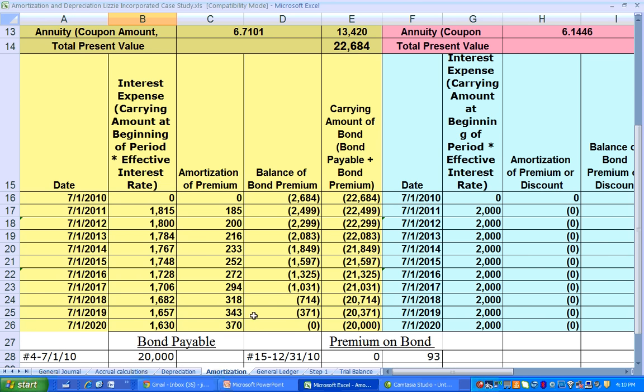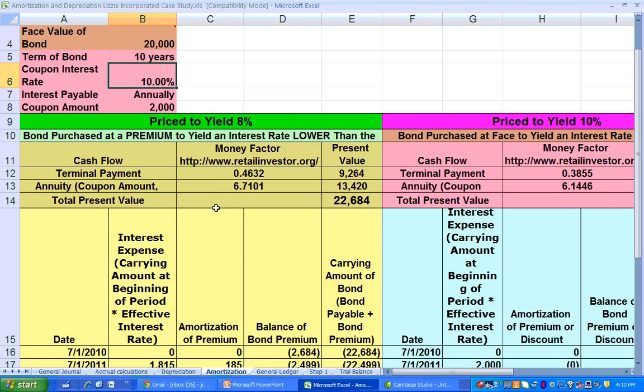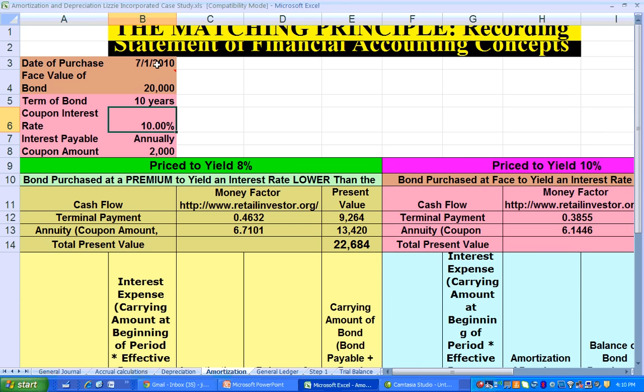And here we have the date of purchase, which is July 1, 2010, the face amount of the bond. And I've allowed you to change this, and it'll change the amortization schedules. But keep in mind, this spreadsheet isn't bulletproof. You can goof it up if you change the wrong item. But I want you to be comfortable, play with this. You can always download it from Google Docs. Make your own amortization schedules, see how the journal entries flow from the amortization schedules.